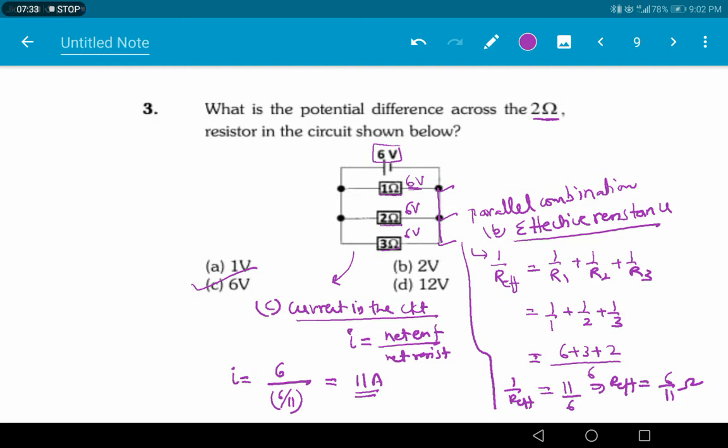If they want to extend this question, they can also ask like this. Write these questions also. Find the current in each resistor.